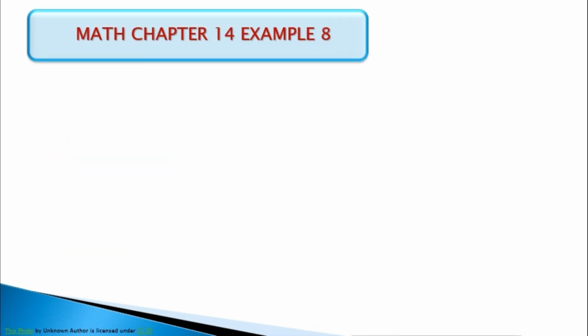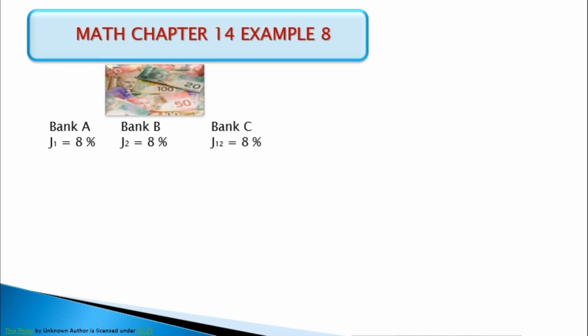Okay, let's do an example. Let's say we have 3 banks, Bank A, Bank B, and Bank C. And they all have 8% as their rate, but they all have a separate compounding rate. Bank A is J1, Bank B is J2, Bank C is J12. Now, in order for you to rate these and see which one's lower rate and which one's higher rate, or rank them from lowest to highest, put them all as J1s. Let me show you how that's done.